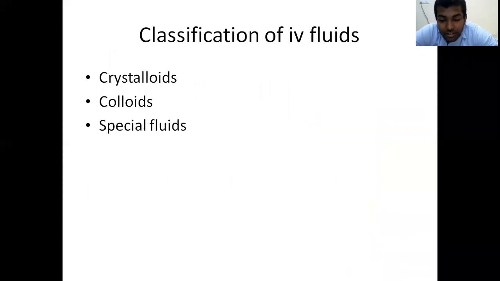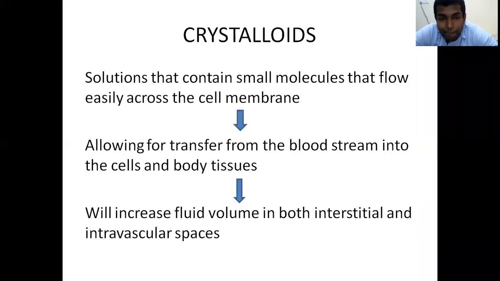Now, how do we classify IV fluids? Now, what are the fluids that we give? We give crystalloids, colloids, and some special fluids. Now, what are crystalloids? Crystalloids are solutions that contain small molecules that easily flow across the cell membrane. So, they are easily permeable.